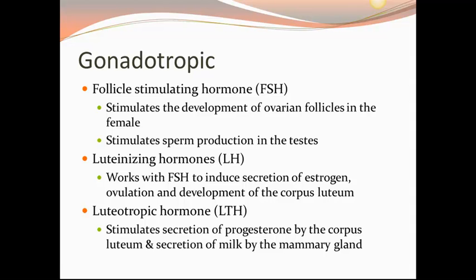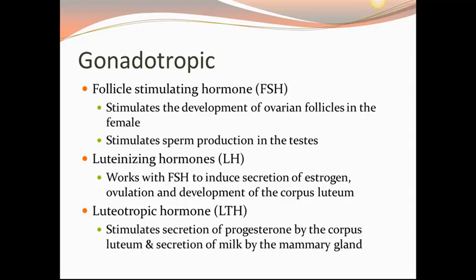Gonadotropic hormones we think of as the follicle-stimulating hormone, or FSH, which stimulates the development of the ovarian follicles in the female. It also stimulates sperm production in the testes in males. We also have luteinizing hormone, also abbreviated as LH, which works with FSH to induce secretion of estrogen, ovulation, and development of the corpus luteum.